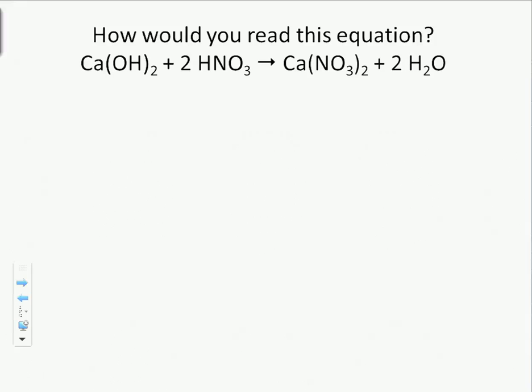So let me ask you this question. How would you read this equation? Give it a minute and try to just say it out loud. Practice naming compounds correctly and practice using the terms reactants and products.